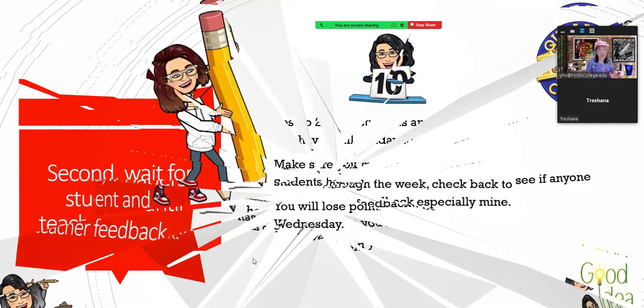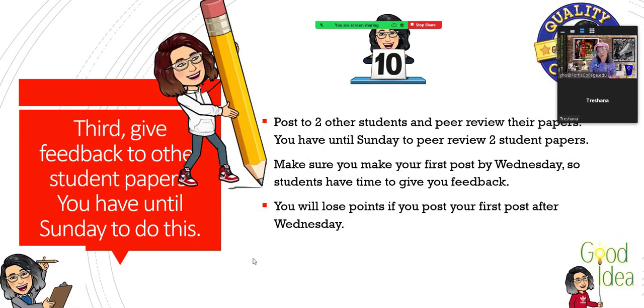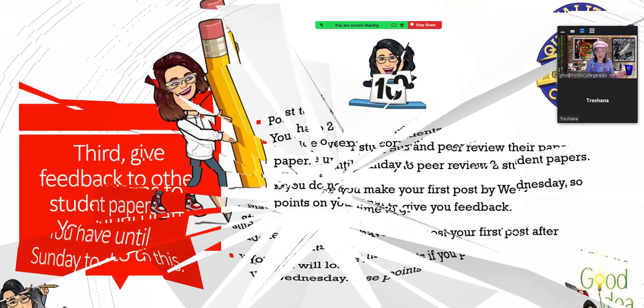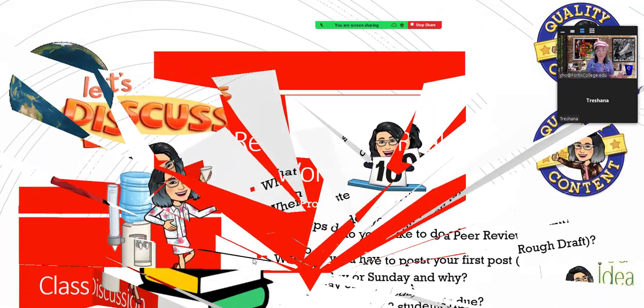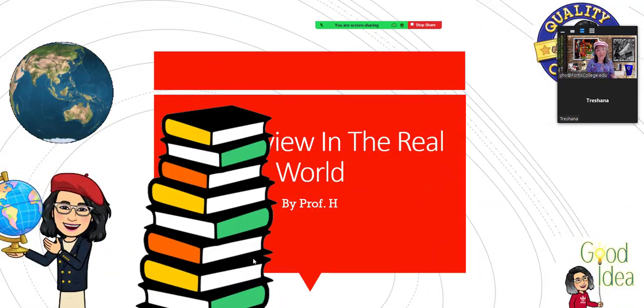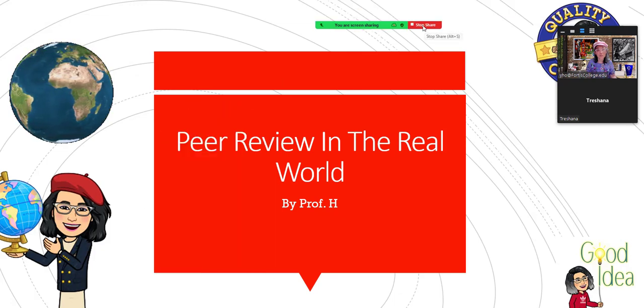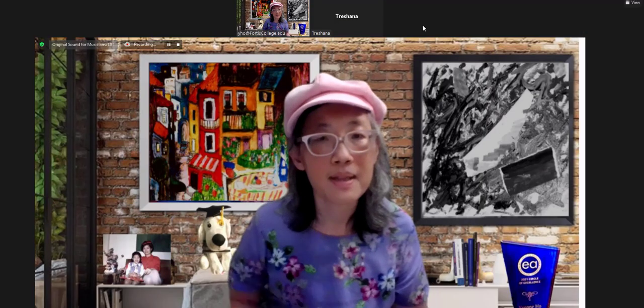And so after you do your 3 posts, make sure you check back in the forum to see what feedback people left for you. That's why at the end of the week, you've got to go back to the peer review forum to see what feedback I left for you or other people left for you, and then you stick that into your final draft, and then that's it. Okay, so that pretty much goes over the steps of the peer review, and I will let you read peer review in the real world by yourself, and that will be it.